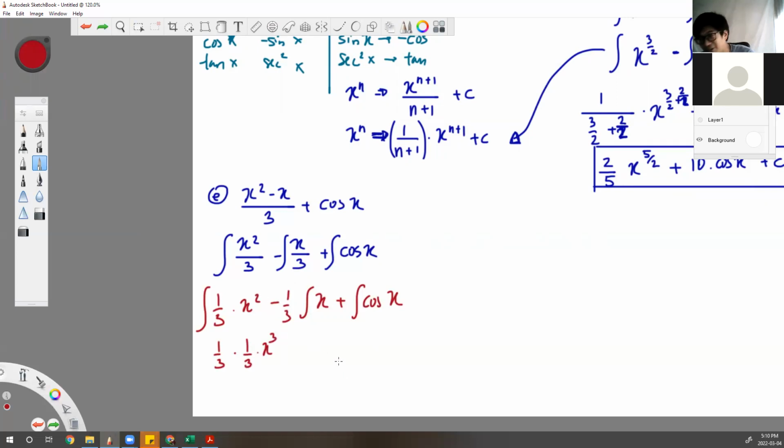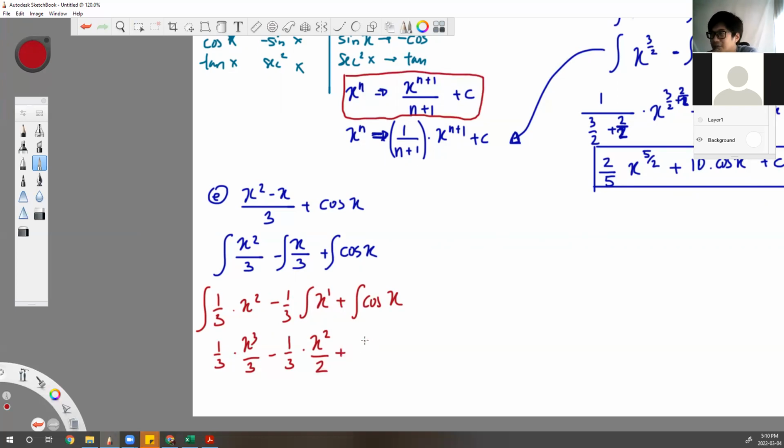Okay, let me know whenever you have any problem. Why does it have to be 1 over 3 times 1 over 3? Because we have the 1 over 3 here. So x cubed over 3, I think this is what your teacher taught. 1 over 3 x squared, because it's 1, right? Square over 2, use this formula. Because this has no deal with the fraction, so you just put it like that.